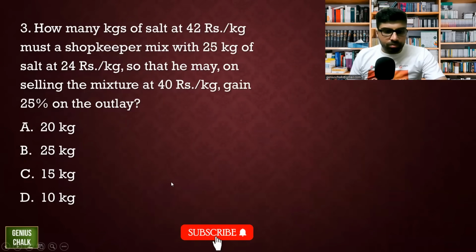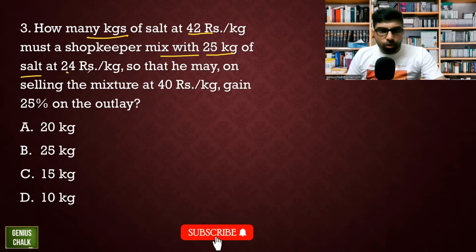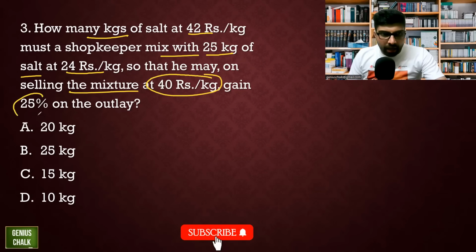Next one. How many kgs? Again, we have to find the quantity. At 42 rupees per kg, must a shopkeeper mix with 25 kg of salt at 24 rupees per kg so that he may sell the mixture at 40 rupees per kg and gains 25%.